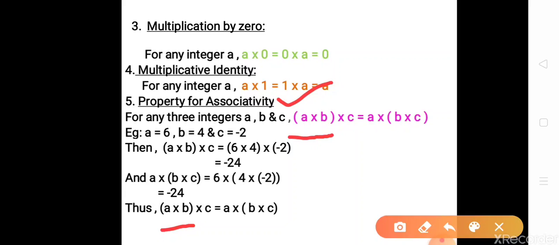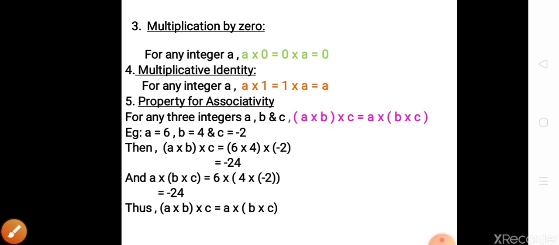It says that out of any three integers, if you group any two of the integers, be it the third number first or the first number or the second number first, the result remains the same. Alright, I hope I'm making myself clear.